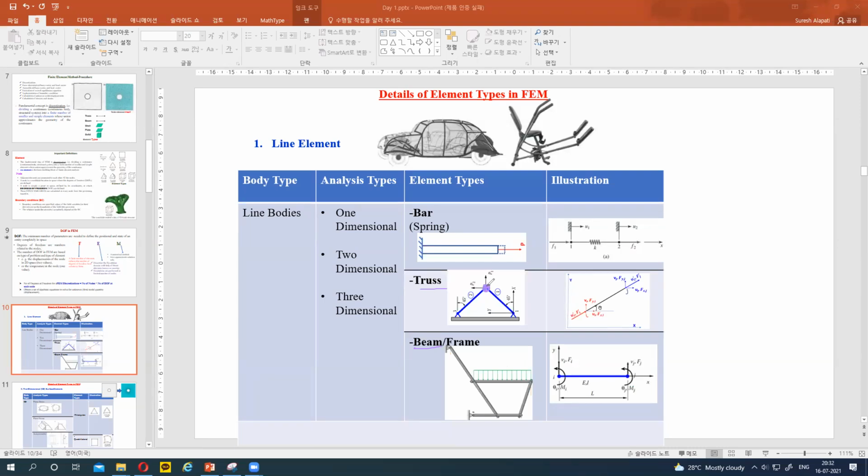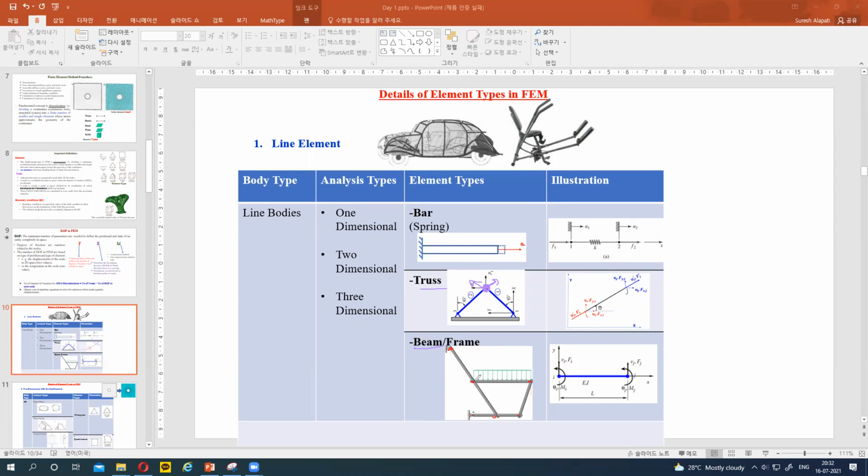Only load is applied at the joints. When all the loads are applied at the joints, we can work with the truss element. But here, let's consider this one. This is a joint here, this is a joint, right? This is one joint, and this is another joint, and here another joint.